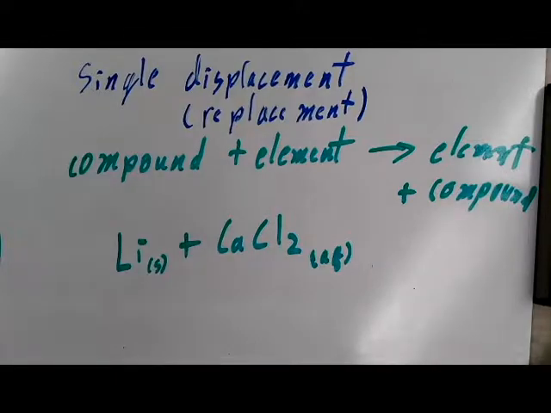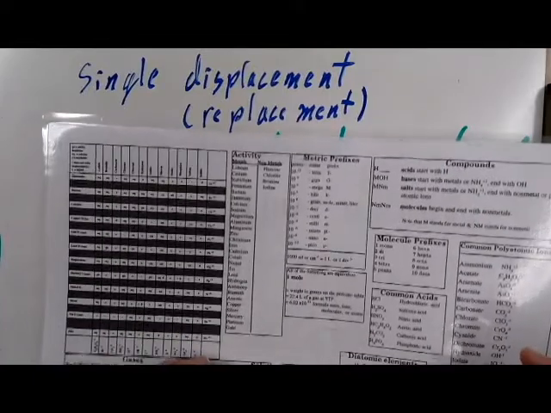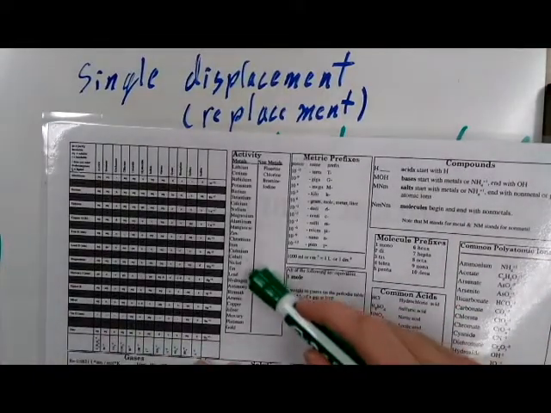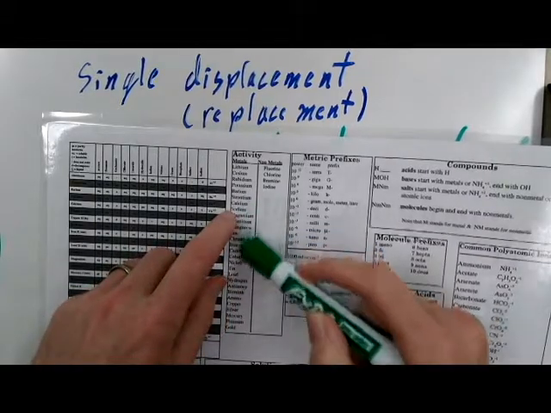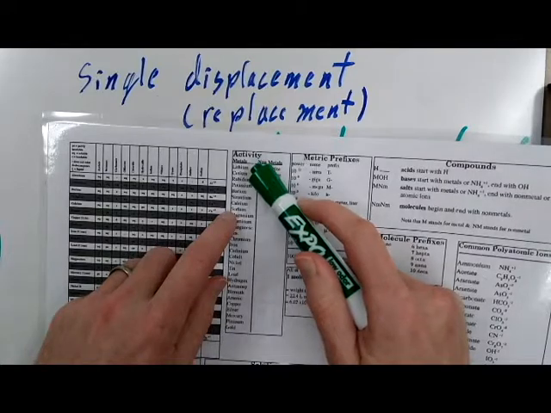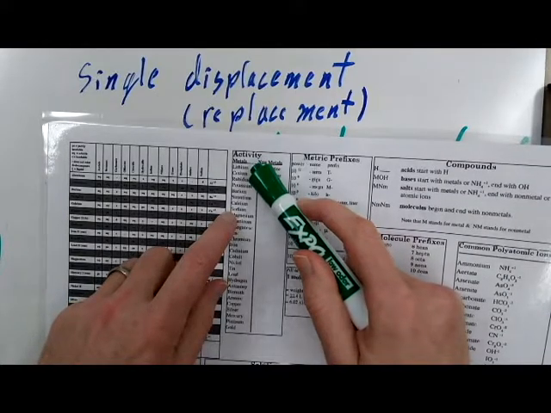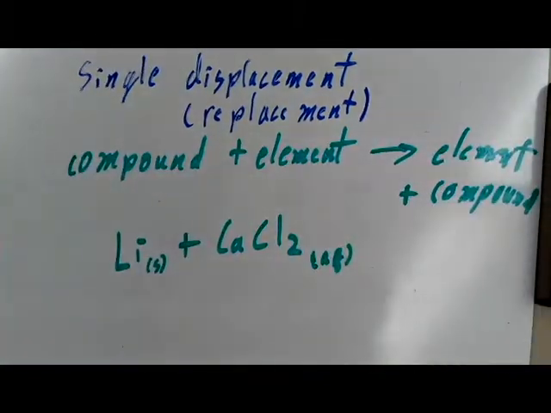So to do that, we're going to look at the activity chart here, and we're going to find calcium and we're going to find lithium. So looking down here, I see calcium. Okay, there's calcium. Now let's see how that compares to lithium. Oh, lithium's at the very top. So since lithium is higher on this activity list, that means that lithium is going to knock the calcium out and steal its place. So let's go over here.